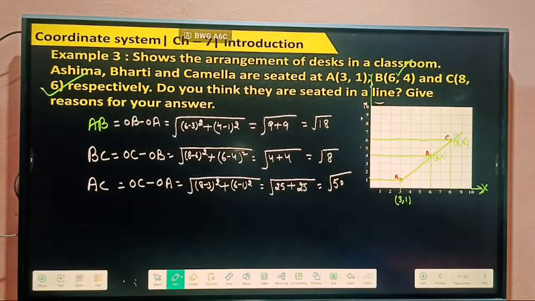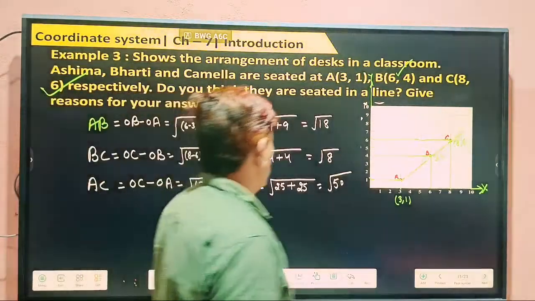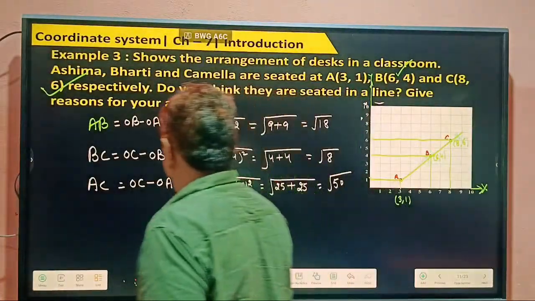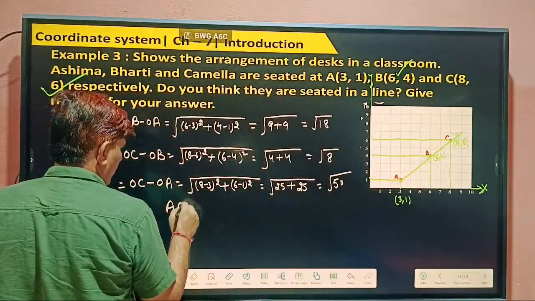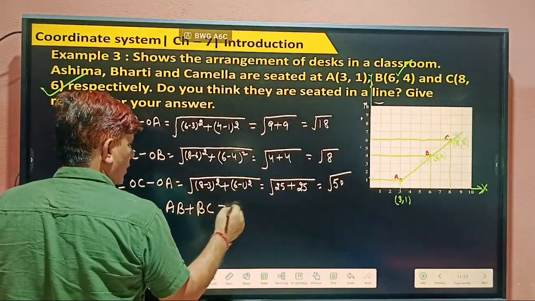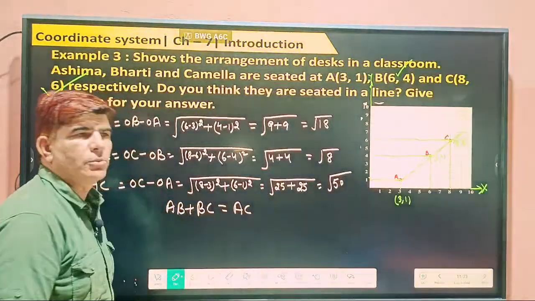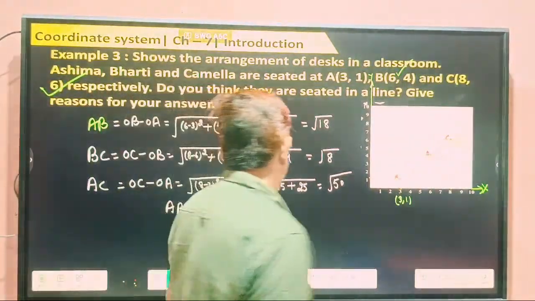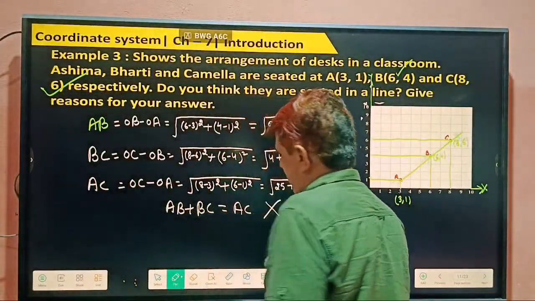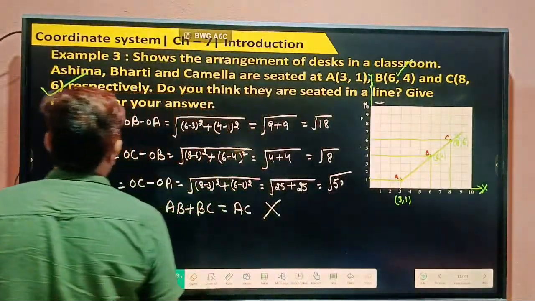So what can you say about this? Are they collinear or not? Yes or no? So what can we say? Look, one time, we will check if AB plus BC equals AC, it means collinear, and if these are not equal, then they are non-collinear.